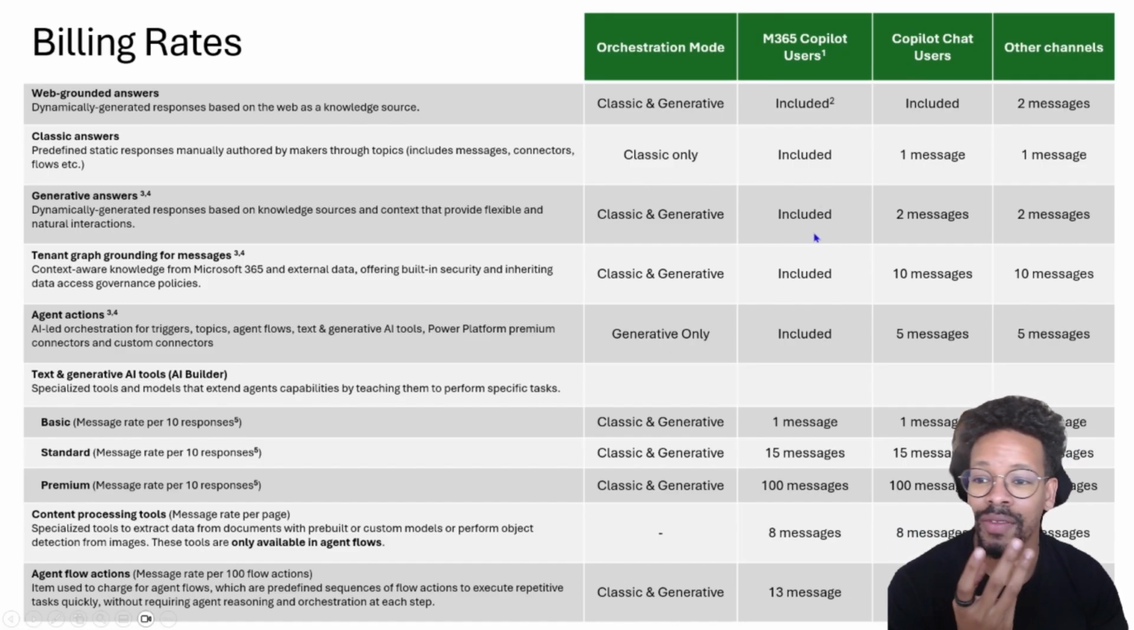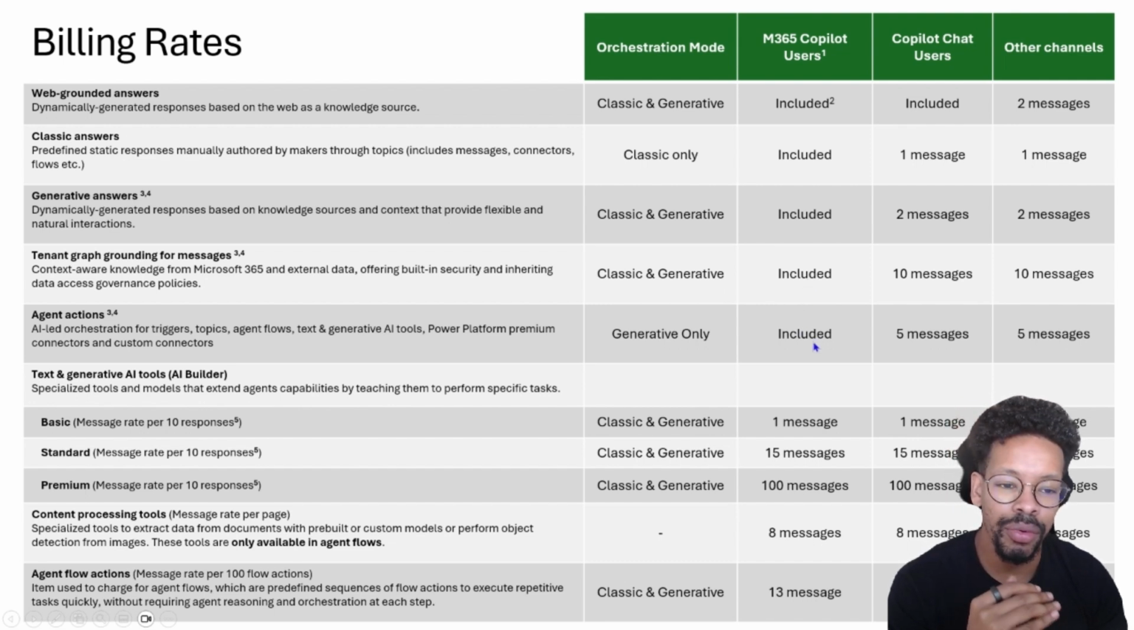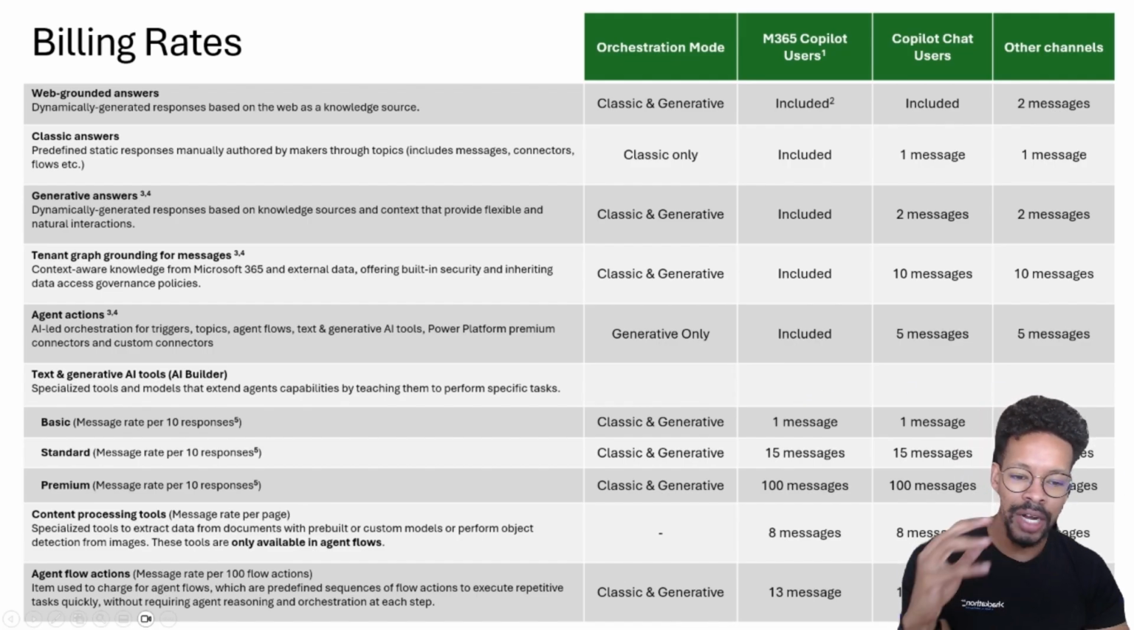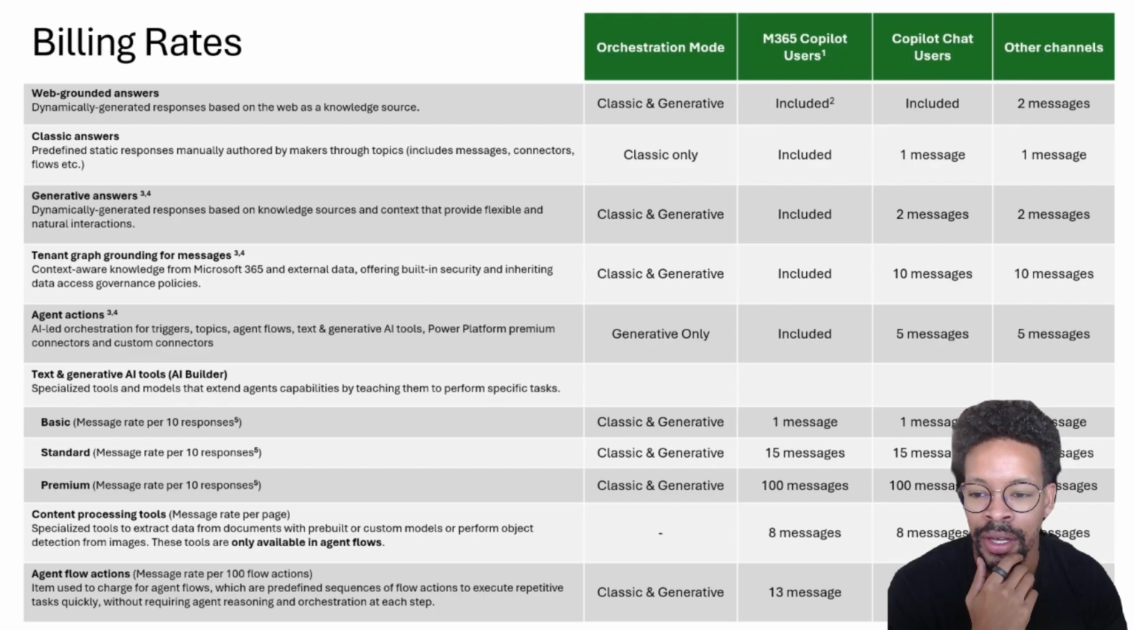And then you have the generative answers. These are based on the knowledge sources and tenant graph grounding, and also agent actions. From there, you do have to pay for the rest. So every single scenario has to pay for the text and generative AI tools. So these are the different models, which have basic, standard, and premium. This we will look at too in the agent estimator calculator.